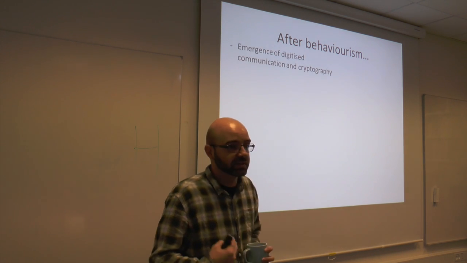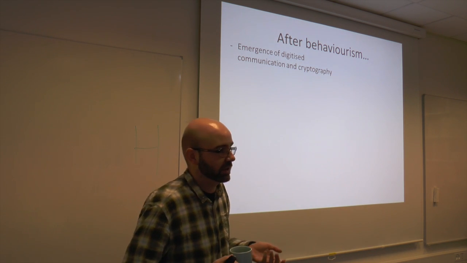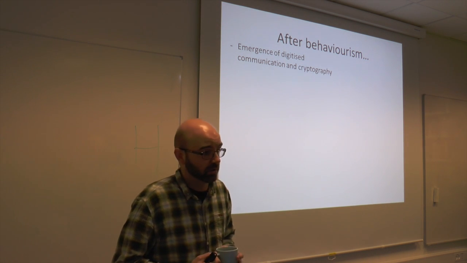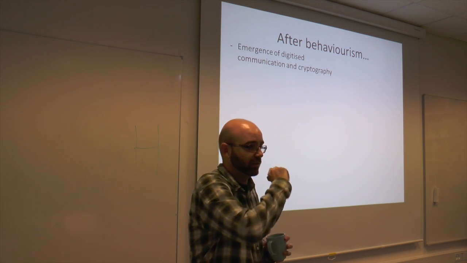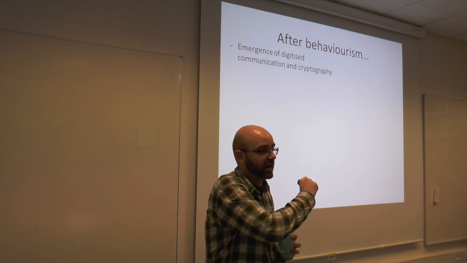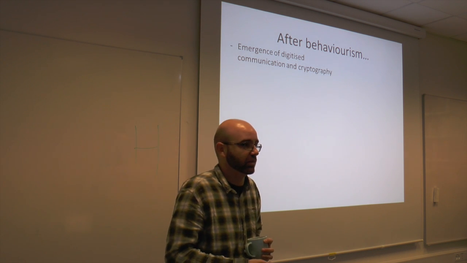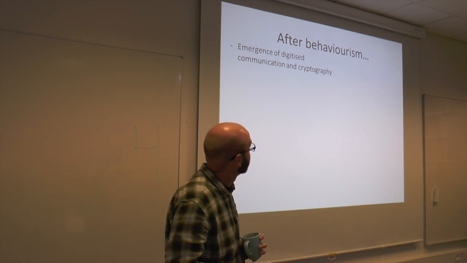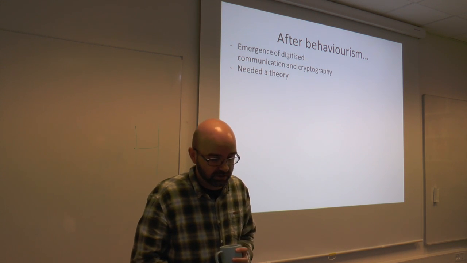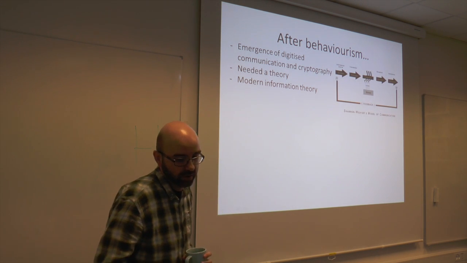And early cognitive science emerged, mostly and largely driven by the emergence of digitized communication, the emergence of telephone systems, the emergence of cryptography. It wasn't just these practical applications that sparked cognitive science on their own. It was the need to explain these things that you see in early cognitive scientists like Alan Turing. These things needed a theory. These new modes of communication needed a theory. And that theory was modern information theory, the Shannon and Weaver model of communication.